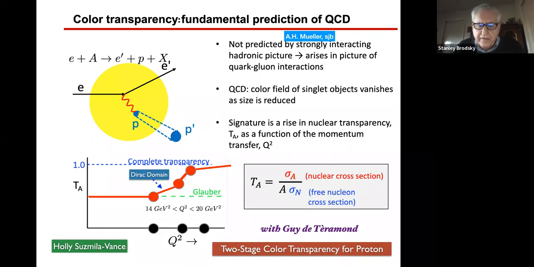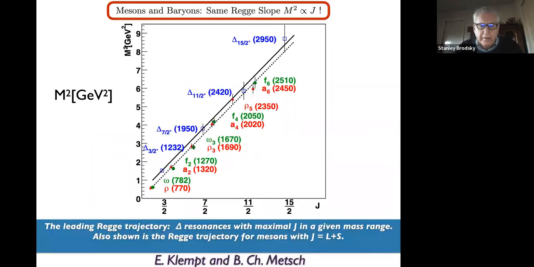So actually, the reason why there are two transparencies is that there's a domain called the Dirac domain and then the Pauli domain. Let me show you this slide next, which comes from Klempt. This is a remarkable fact: if you plot the Regge trajectory for the deltas, say, and compare it with the omega-rho trajectory, they have the same slope. They're very similar. And that's remarkable, that you have the same slope for baryons and mesons. So even though we think that the delta is a three-quark system and the mesons are quark-antiquark, how can they have such similar dynamics?